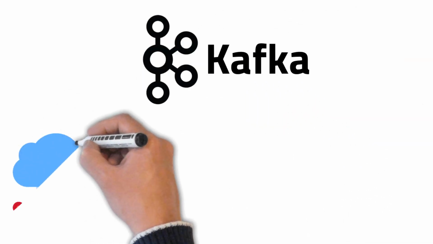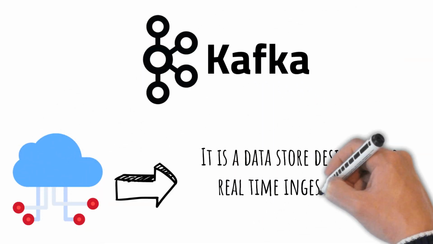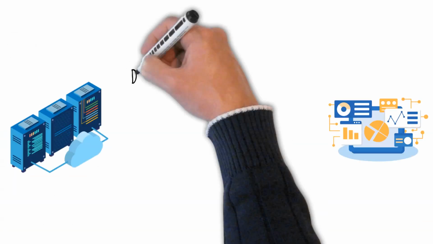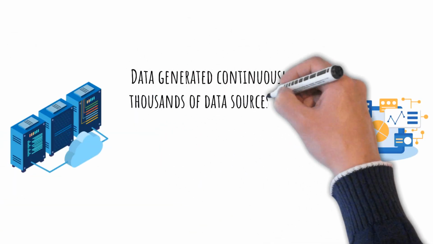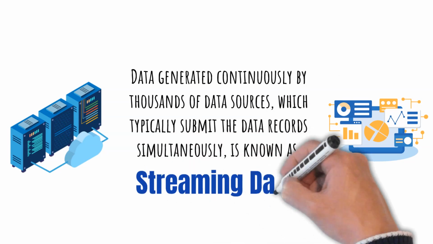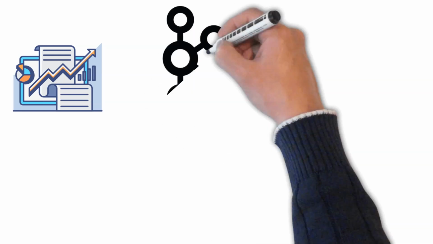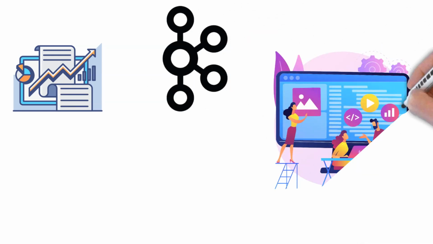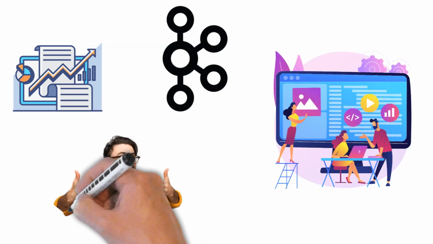Apache Kafka is a distributed data store designed for real-time ingestion and processing of streaming data. Data generated continuously by thousands of data sources, which typically submit the data records simultaneously, is known as streaming data. A streaming platform such as Kafka is required to manage this constant inflow of data, and it must process the data both successively and incrementally.